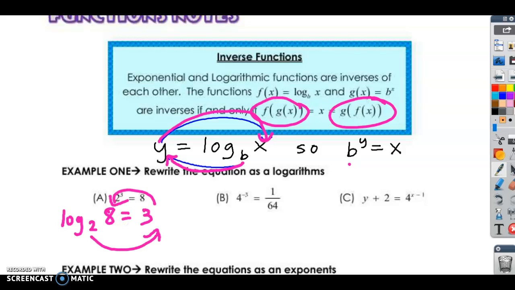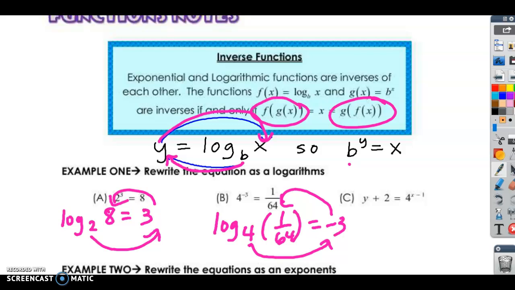and that makes sense because 2 to the third power equals 8. Let's try the next one. Log base 4 of 1/64 should equal -3. Well, let's check it. Does 4 to the -3 equal 1/64? Well, 4 to the -3 is equal to (1/4) cubed. Well, that's right. That equals 1/64.